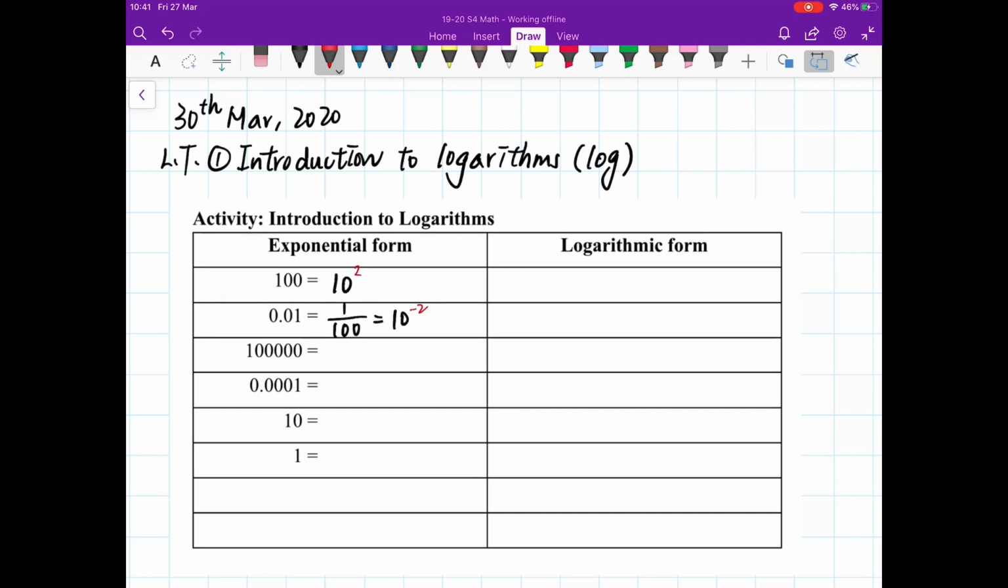For the remaining 4, please help me to pause the video and try it on your own, and then I will check the answer with you later. Okay, let's check the answer. The third one is 10 to the power 5, and then 10 to the power negative 4, and then 10 to the power 1. And finally, for 1, it should be 10 to the power 0.